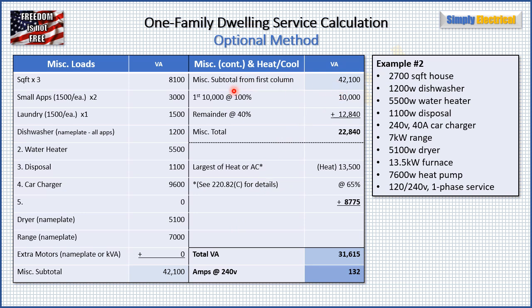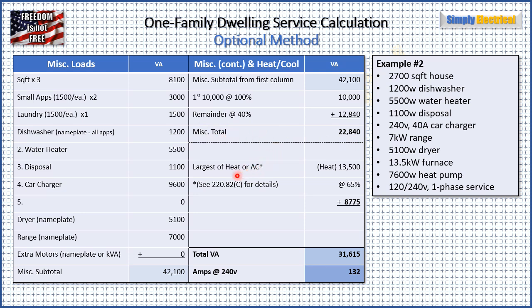All right, we take the first 10,000 out of that 42,100. That leaves us with 32,100. We take 40% of that, we get 12,840. Add back in our 10,000, we're left with 22,840 VA for our miscellaneous total.